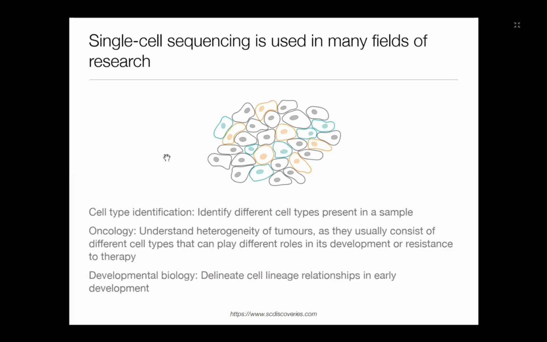In developmental biology, people use single-cell sequencing to look at cell lineage relationships, so how cells develop from one state to another and so on. So you might question, well, if single-cell sequencing is so great, why are we still using bulk sequencing?